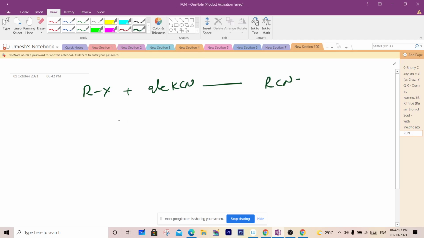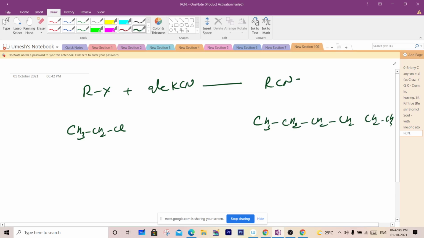If I want to increase the number of carbon atoms by any number, suppose I have this and I want to increase the number of carbon atoms by, let it be, four other carbon atoms. How can we do that?